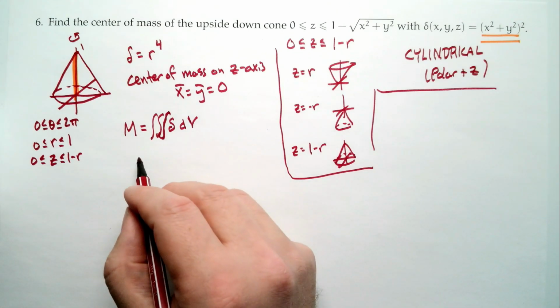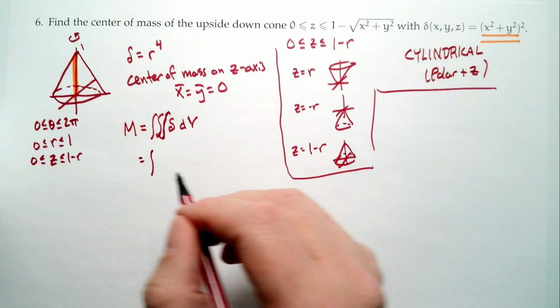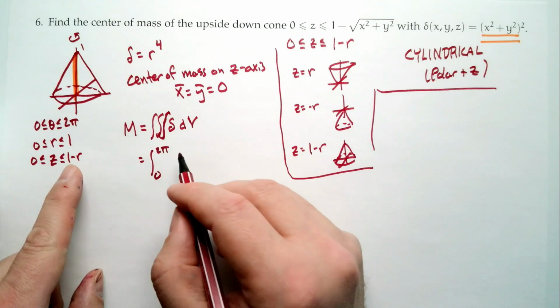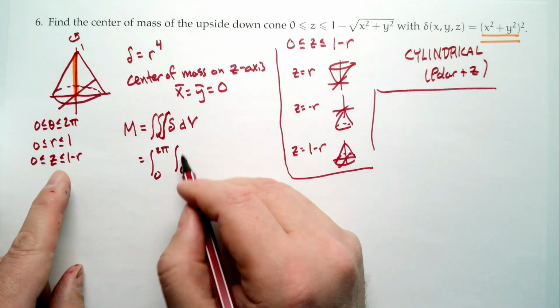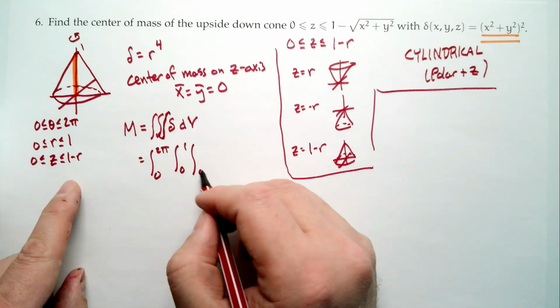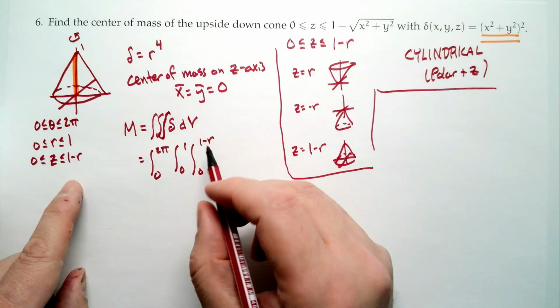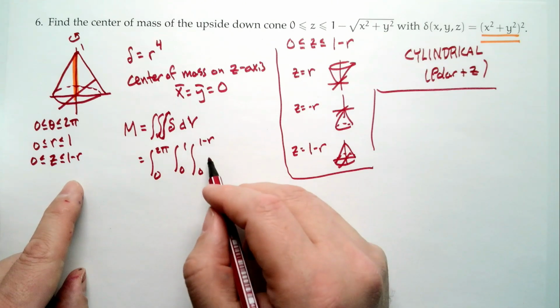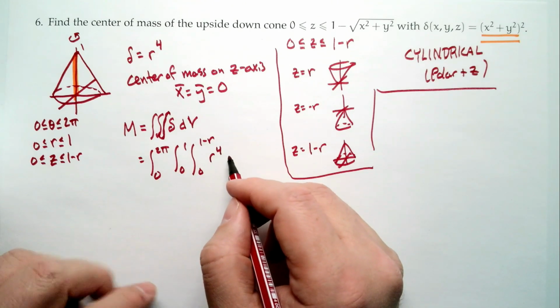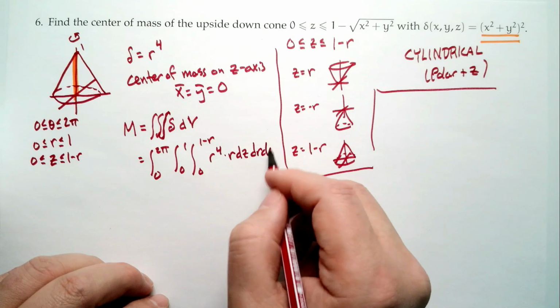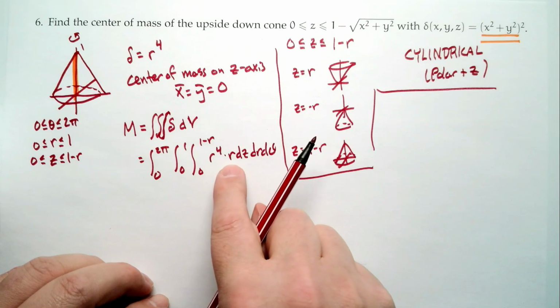So for us, we have integral 0 to 2 pi for theta, integral 0 to 1 for r, integral 0 to 1 minus r for z, and then we're going to have our density, which is r to the 4th, and then we're going to do r dz dr d theta. This r is part of our dV, so don't forget it. It's important.